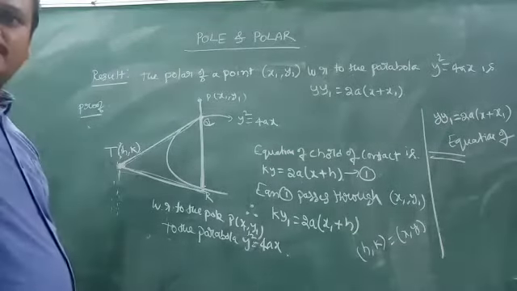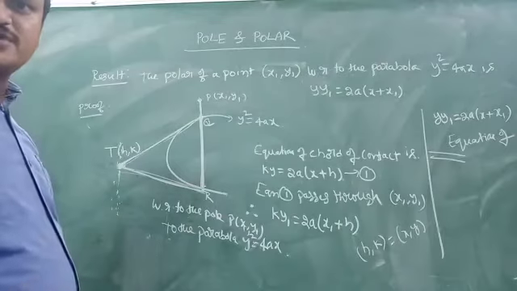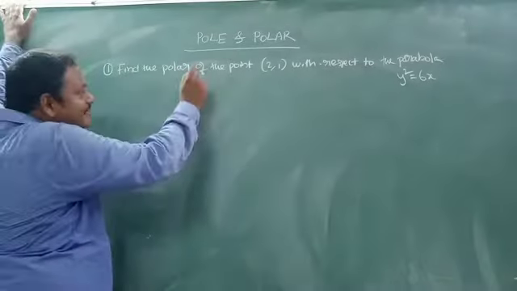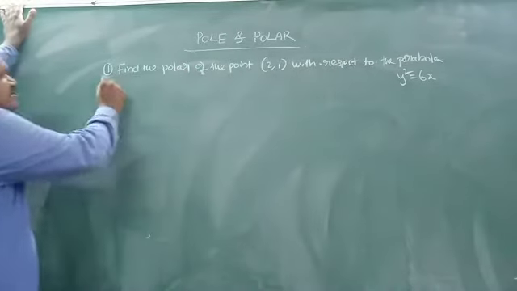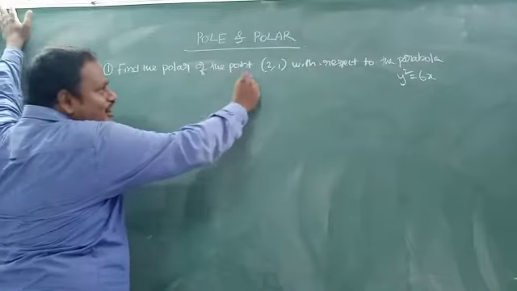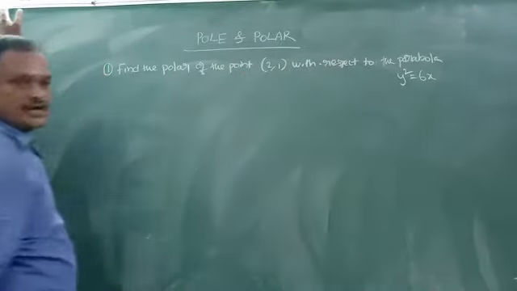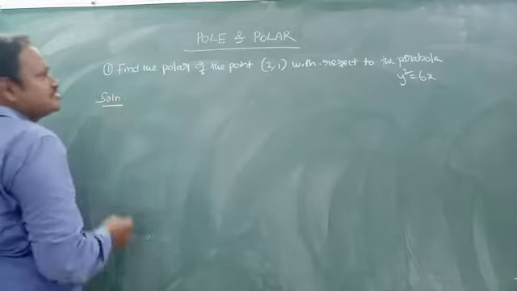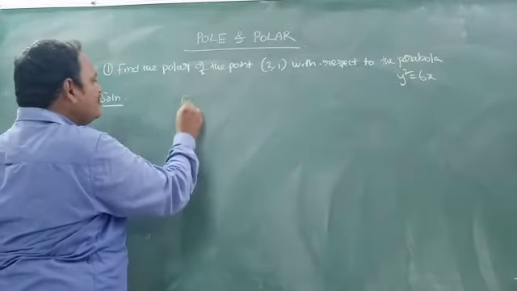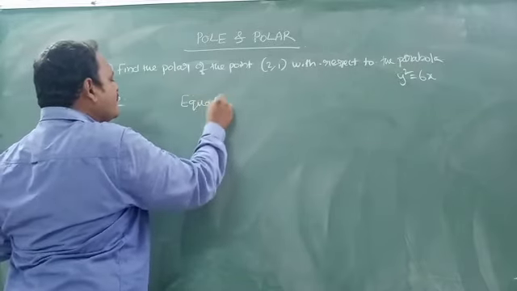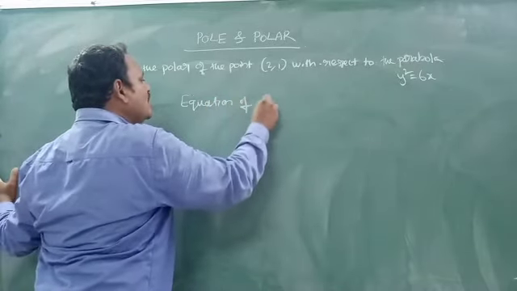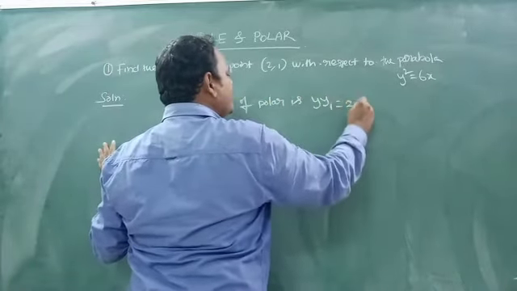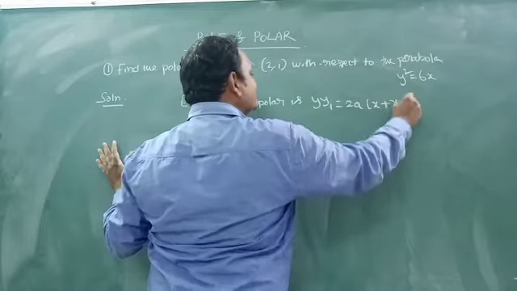Right? Now we do certain problems. See, my dear students, this problem is the immediate application of our result. Find the polar of the point with respect to the parabola y square is equal to 6x. You see, my dear students, we have now got the equation of the polar. The equation of the polar is y1 is equal to 2a into x plus x1. This one we have got here.